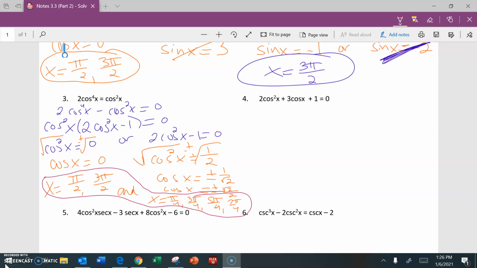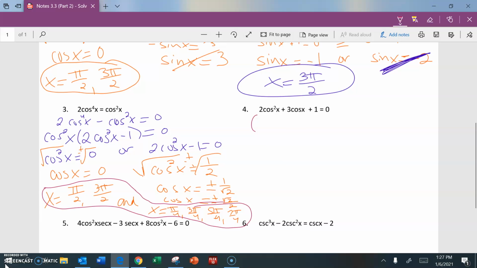So in number 4, once again, I'm going to look for that GCF. It's not there. We have a trinomial, but this time that leading coefficient is not a 1. So we're looking for numbers that multiply together to give us 2 times 1 is 2 and add to give you 3. If you can factor this easily, great by now. If not, we have that X method that we demonstrated in that factoring review Nearpod if you needed it. But this is going to factor into 2 cosine of X plus 1 times the cosine of X plus 1.